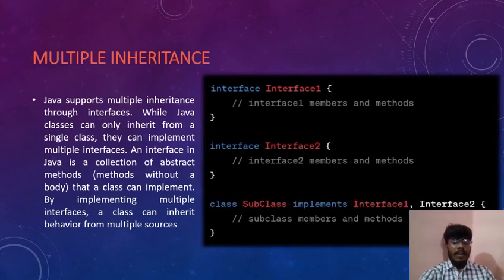The next, multiple inheritance. Java supports multiple inheritance through interfaces, while Java classes can only inherit from a single class. They can implement multiple interfaces. An interface in Java is a collection of abstract methods, methods without a body, that a class can implement. By implementing multiple interfaces, a class can inherit behavior from multiple sources. You can see the examples of multiple inheritance here.